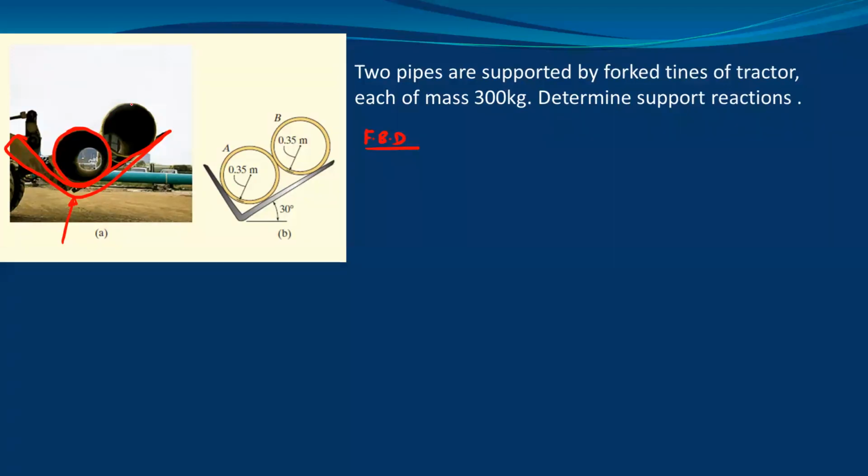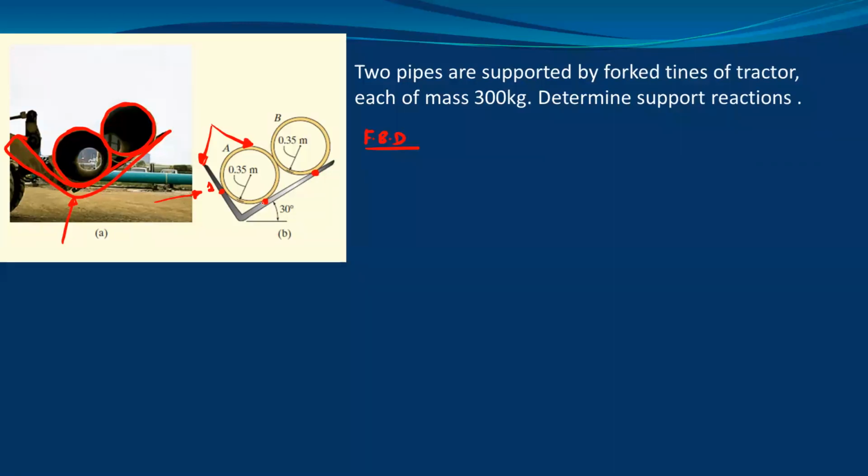Each pipe has a weight of 300 kg. Here you can see the schematic diagram. In the schematic diagram, we have shown pipe A, pipe B, and this fork tine. Whenever we draw the free body diagram, we separate the pipe arrangement from the fork tine. And whenever you separate these pipes from the fork tine, we have to show the reactions at these contacts. So these are the support points.